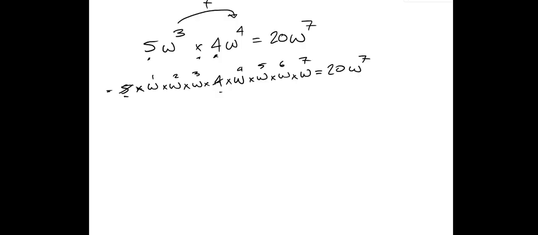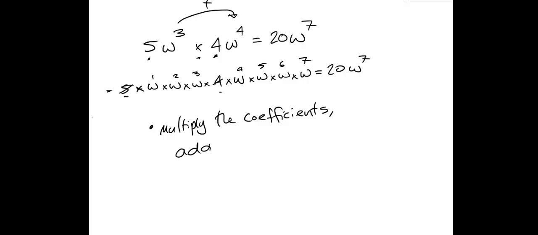That's what that means. Okay, so just to recap, we multiply the coefficients, that is the numbers in front of the variable, and we add the indices, the exponents. Very, very important.